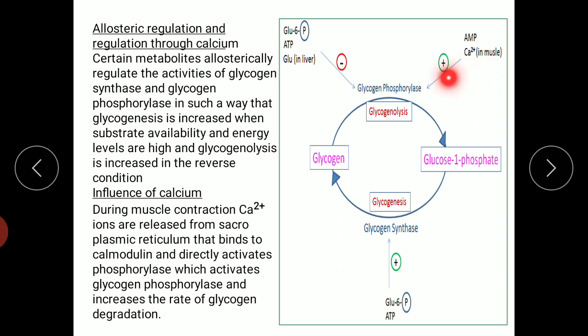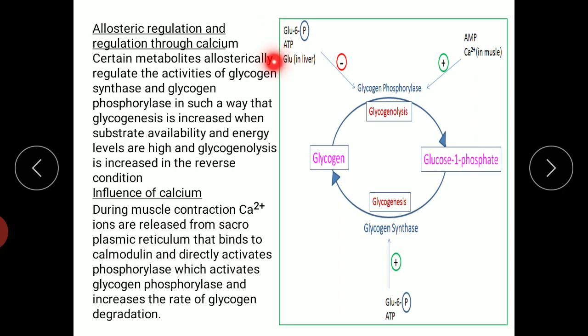Calcium ions bind to calmodulin. Directly it activates glycogen phosphorylase. So during muscle contraction, more and more of calcium ions are released, more and more glycogen is broken down into glucose 1-phosphate.